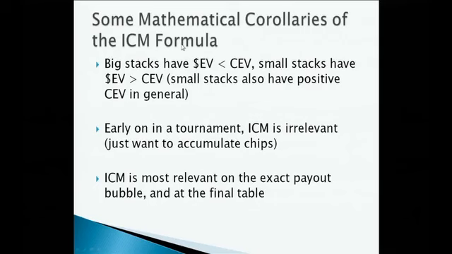Okay, so what are some mathematical corollaries of the ICM formula? So big stacks have money EV less than chip EV. Small stacks have money EV greater than chip EV. Small stacks also tend to have positive chip EV in general.